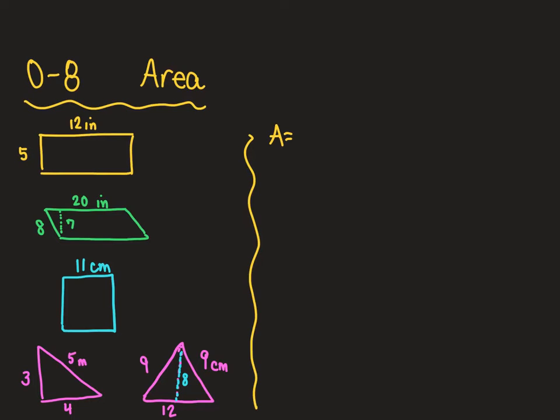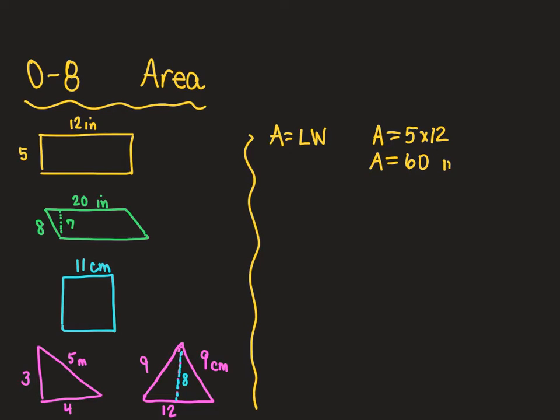Area of rectangles is length times width. And now that you're in algebra, we don't really use an X sign anymore. We just smush the letters together, and when we smush them together, that means multiplication. So my first line of work would say 5 times 12. My second line of work would say 60.